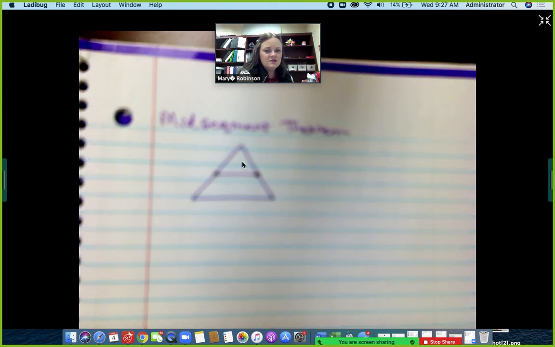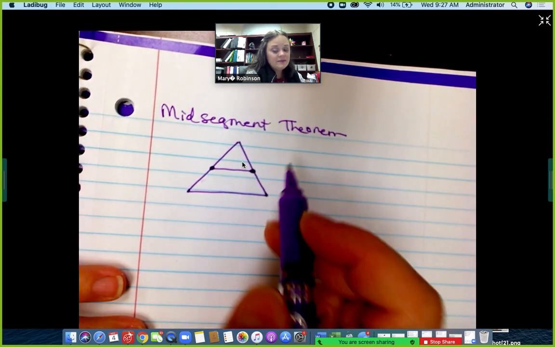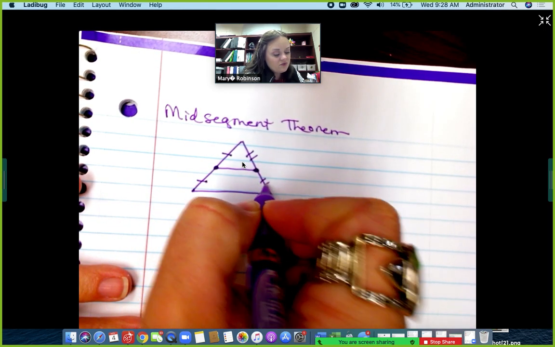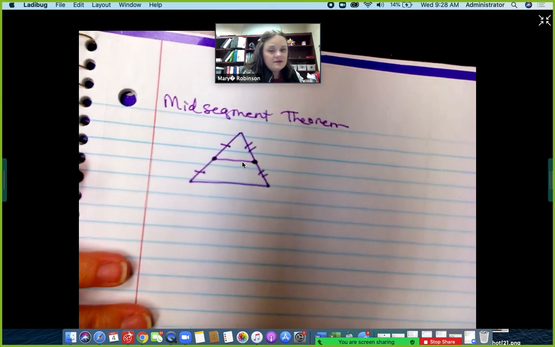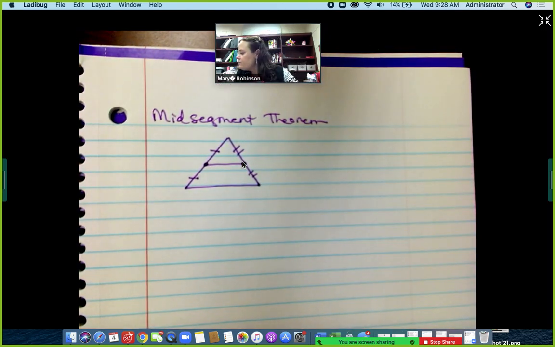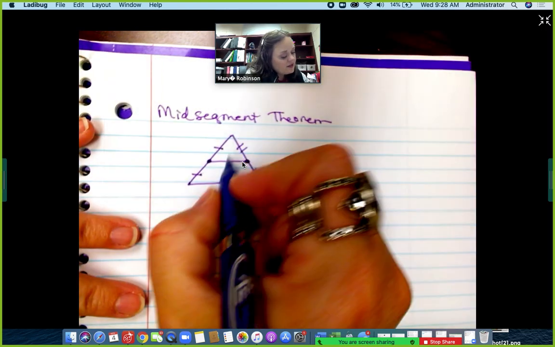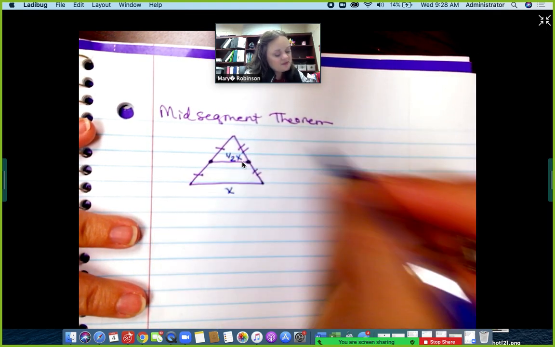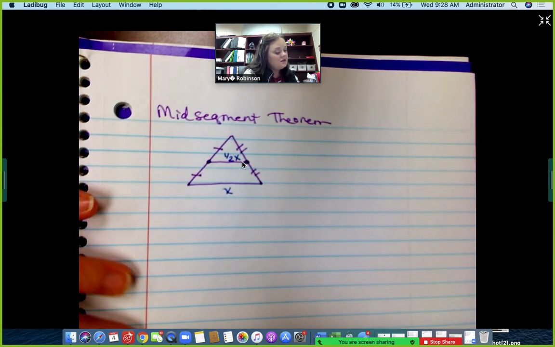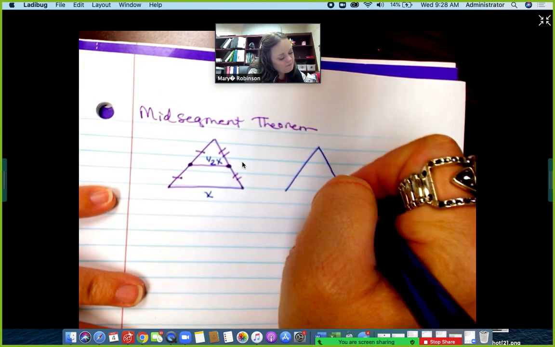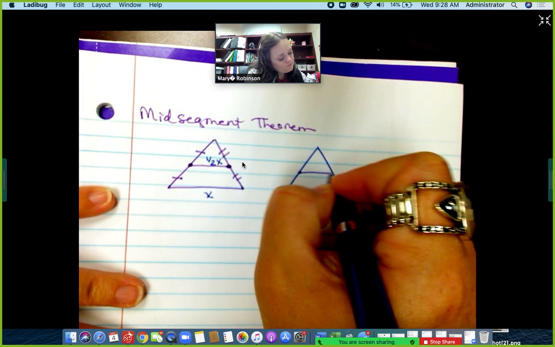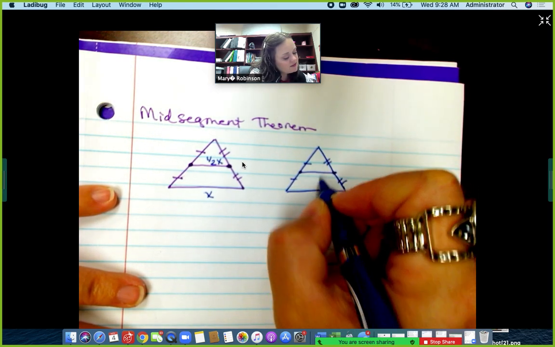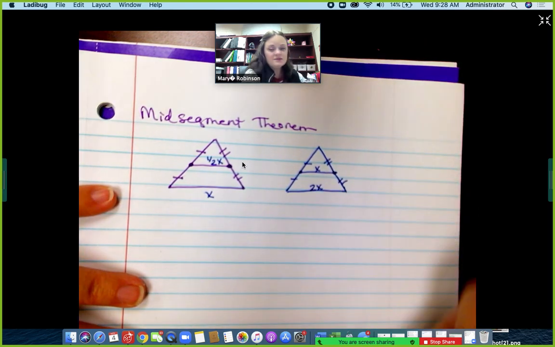Let's focus. If we have a triangle with a segment in the middle, where we know it's in the middle because these are marked congruent to one another, then certain things are true. Again, whatever this is, this mid-segment is going to be half the length. Another way to think about that, by the way, is if this is x, then this would be twice x. That's the same thing.